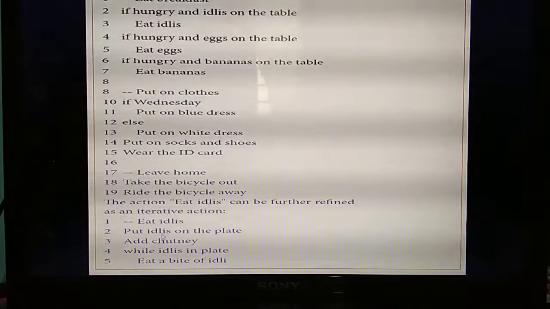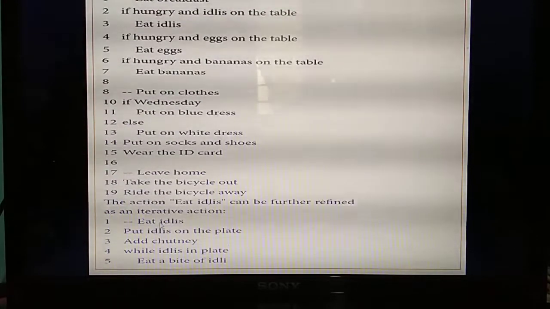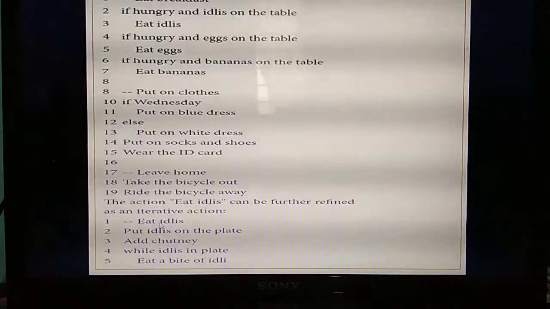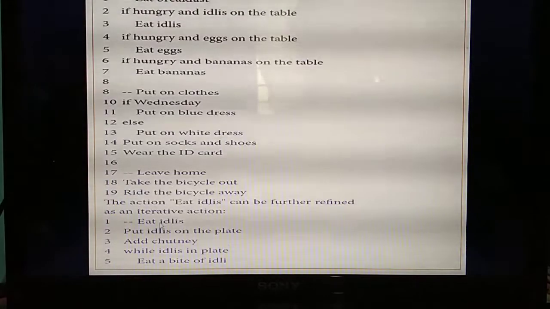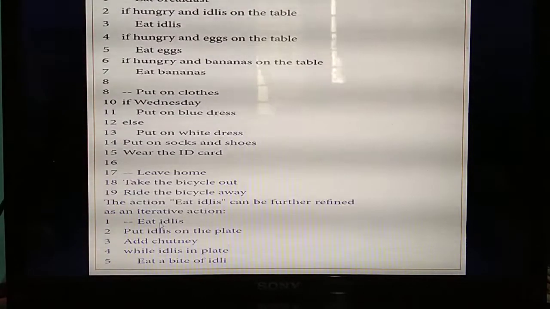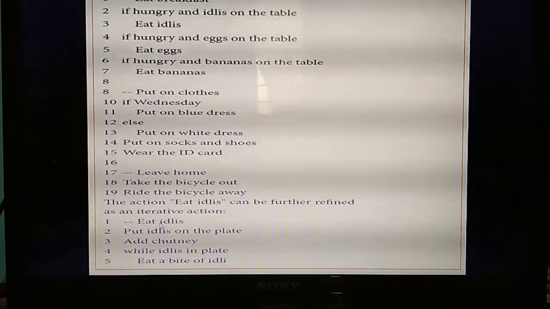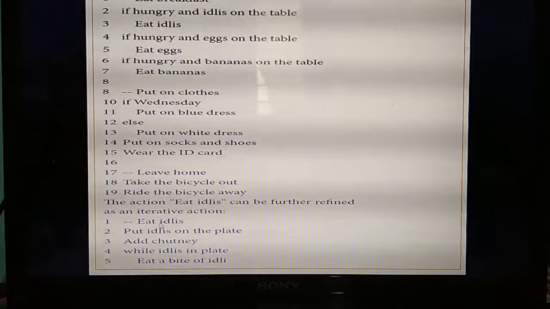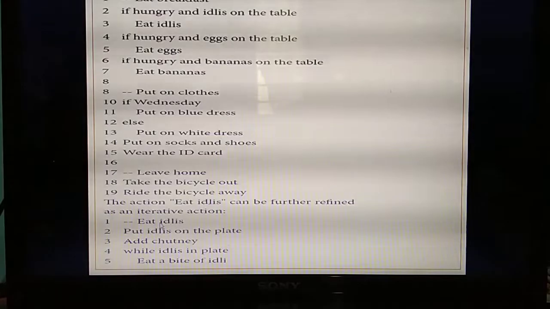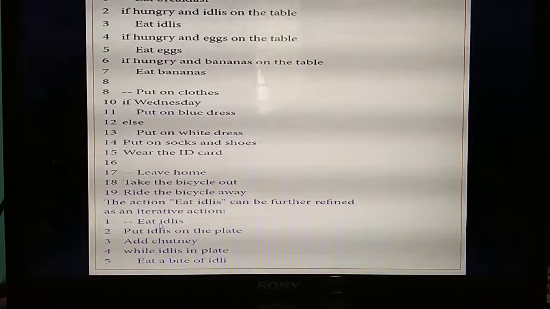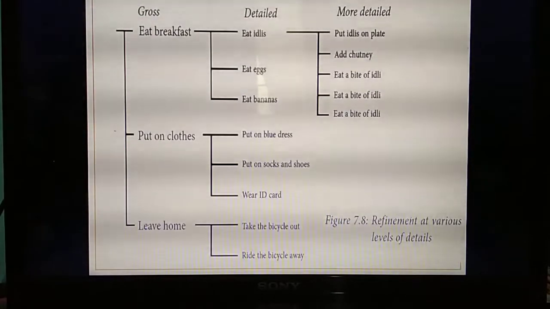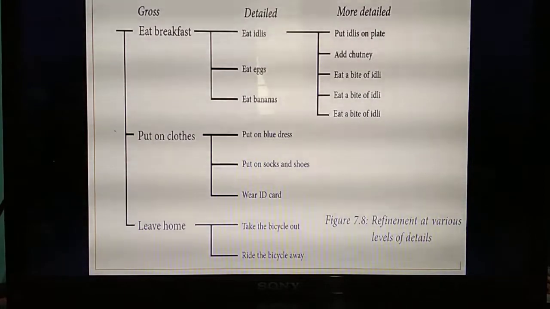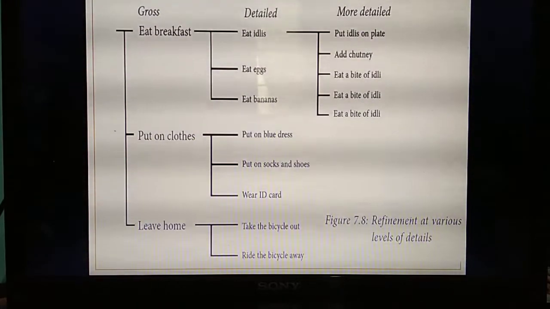Okay, so in eat idlis, first what will he or she do? First he or she will put the idlis on the plate. Then he adds chutney. Then, if idli and chutney are on the plate, he will take a bite and eat idli. Again you are splitting the problem into smaller sub-problems. Understand? If idli and chutney are there, he needs to take idli and chutney on the plate. Next he needs to take a bite of the idli. Likewise, you can split the problem as much as you can. That is called what? Refinement.